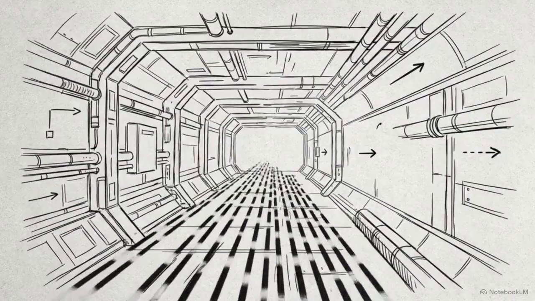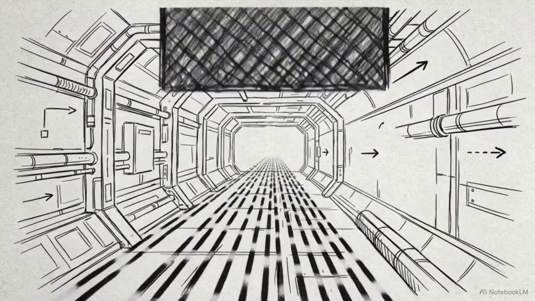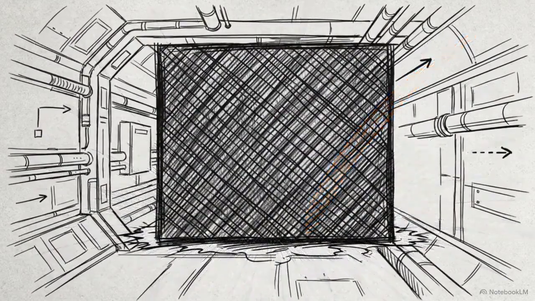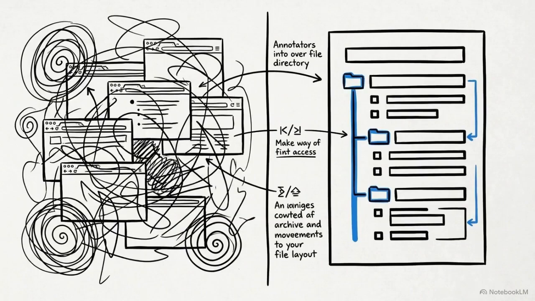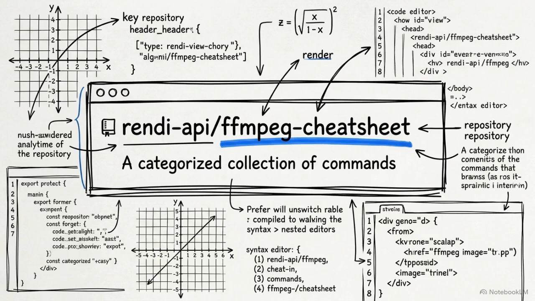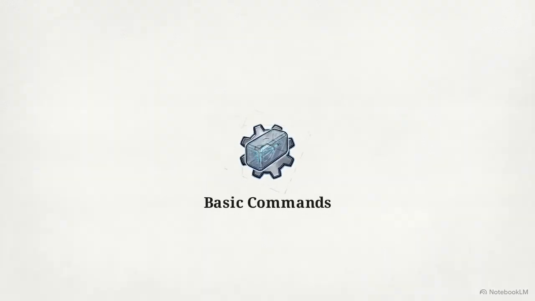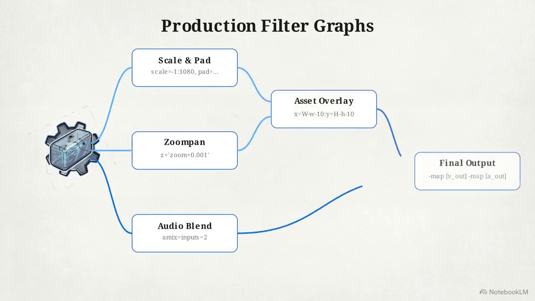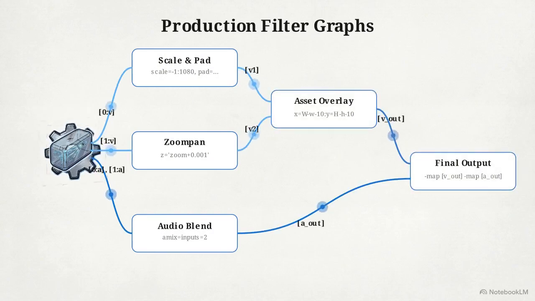Building video automation hits a wall when developers cannot quickly translate an intended edit into ffmpeg's archaic syntax. Resolving this bottleneck requires moving away from chaotic forums towards structured, open-source solutions. This brings us to a specific GitHub repository, rendi-api/ffmpeg-cheatsheet. Rather than listing basic encoding commands, this document provides complex, validated filter graphs designed for production environments.